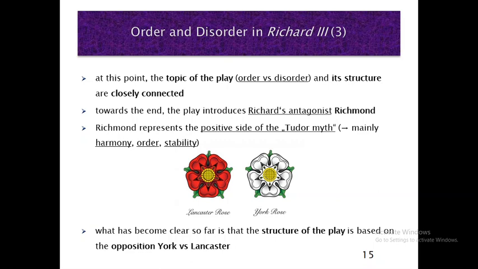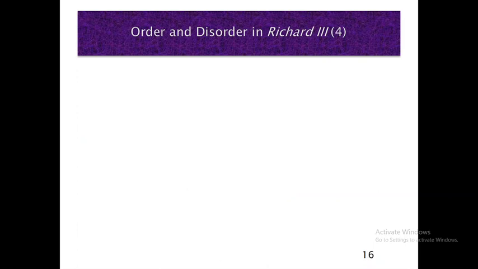So, what has become clear so far is that the structure of the play is based on the opposition York versus Lancaster. So this is the very basic structure of the play. And I have just talked about the topic of the play, order versus disorder. And I have said that both are closely connected. So let's have a look how this works.